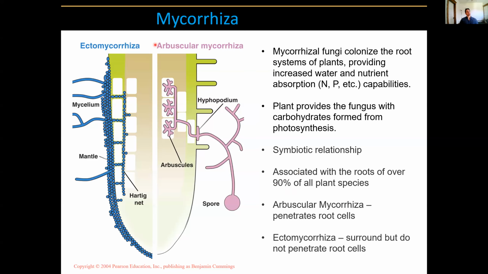And then the difference here that I want you guys to be aware of is arbuscular mycorrhiza. These fungi will penetrate your root cells. So these root cells are represented by these white blocks here, and you can see how the fungi is actually going through them and penetrating into them. Whereas your ectomycorrhiza fungi will surround the cells, but they do not penetrate them. So that's the difference between the two of them.